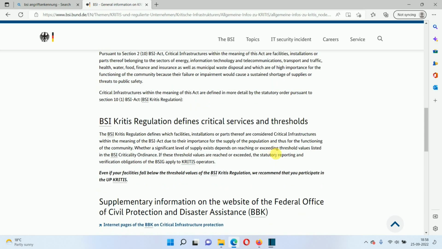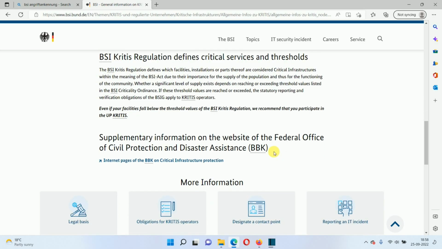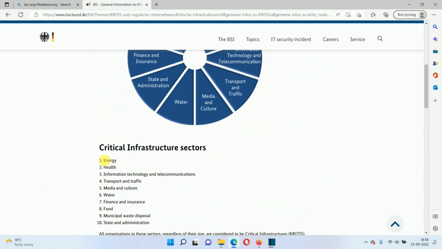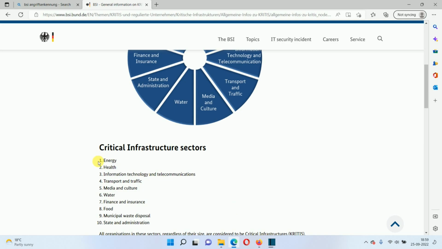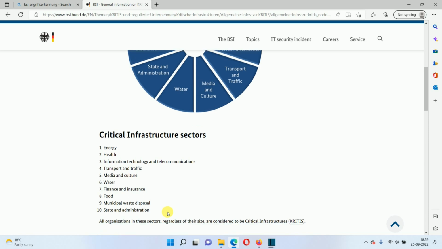Well, I'm not going to dive deep into it, but this is for your information: if you are looking for jobs in IT security in Germany as of today, you should focus on these 10 profiles because they are actively looking for IT security professionals.